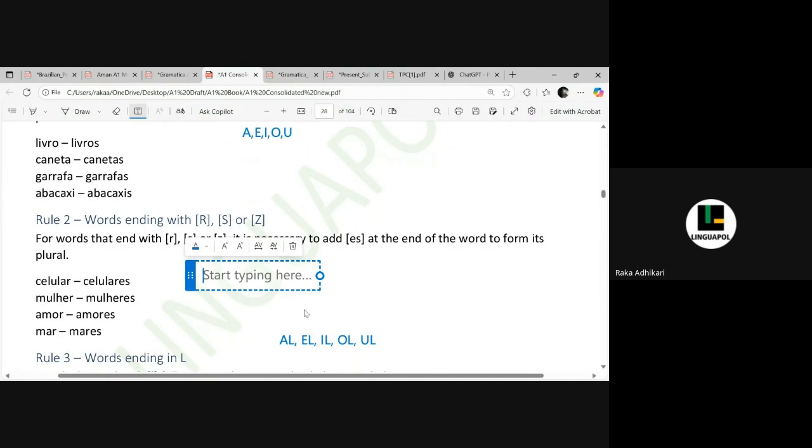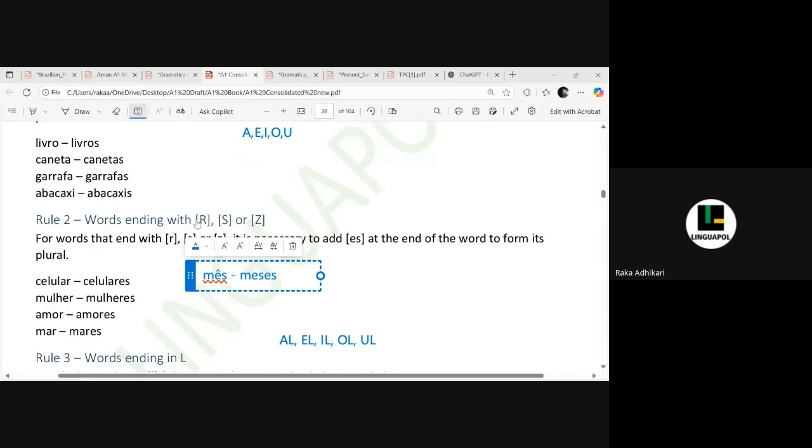Similarly, we will add ES to the words ending in S as well. For example, month in Portuguese is called mês. Okay, mês. It comes with an accent. Let me put the accent here. So this is how we spell month in Portuguese. The plural will be meses. Since it is ending in S, we will just add ES to it.